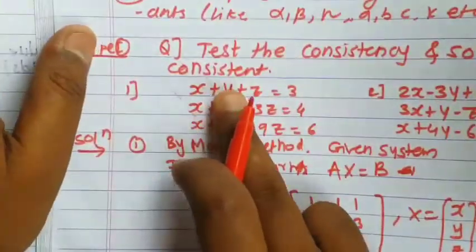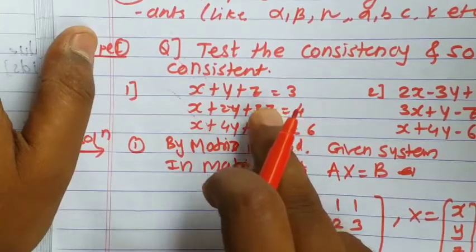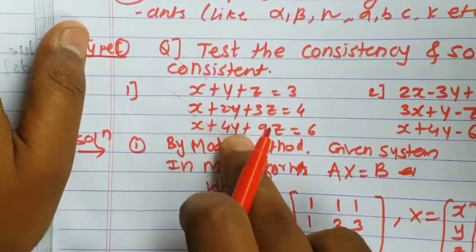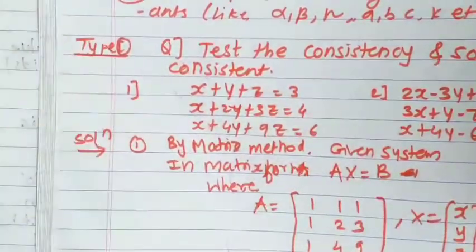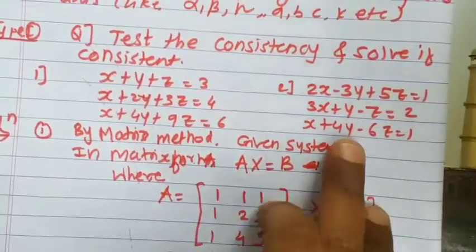So 2 plus 1 plus 0 equal to 3, 2 plus 2 plus 0 is 4, 2 plus 4 and 0 is 6. So all the 3 equations are satisfied. It means we have the correct solutions with us. Okay. Now let us determine the solution of the second system.